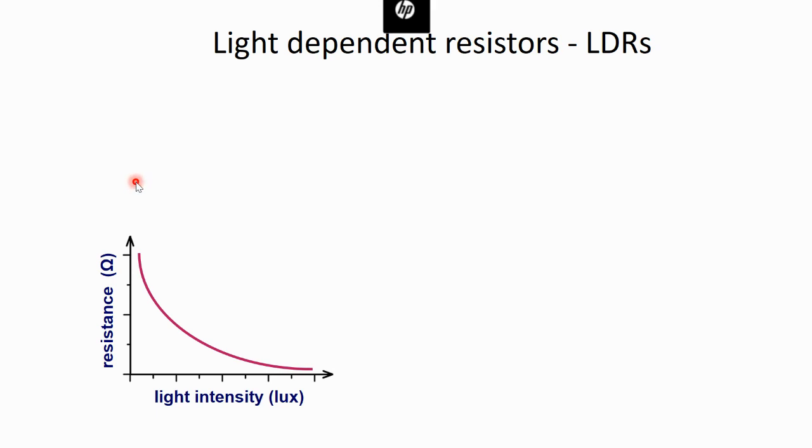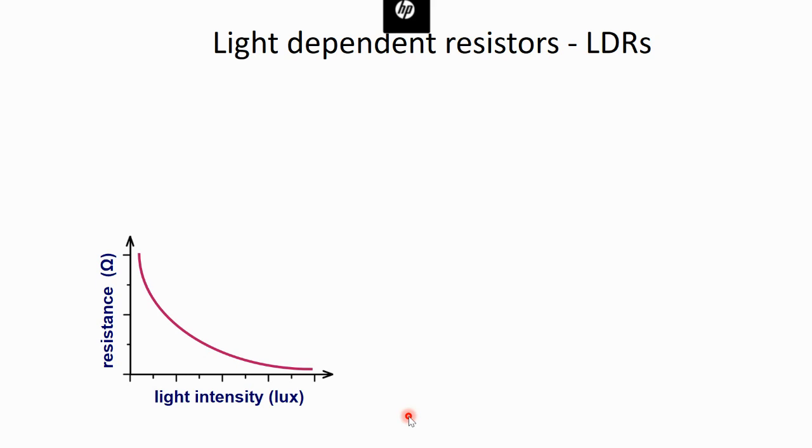Our second component is called a light dependent resistor, or LDR for short. Usually you see them written as LDR. This is special because as the light intensity increases, so as the brightness of light increases, its resistance decreases, which means you have light sensing circuits. You can build things like street lights that turn on when it gets dark, or a security light that turns on when it gets dark.